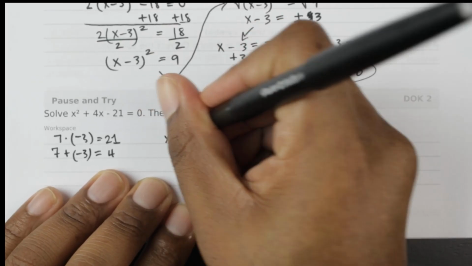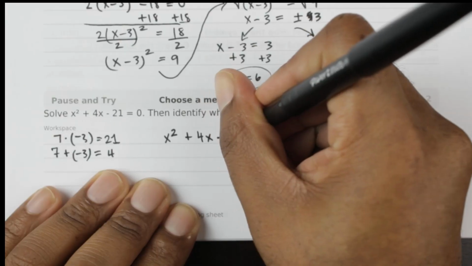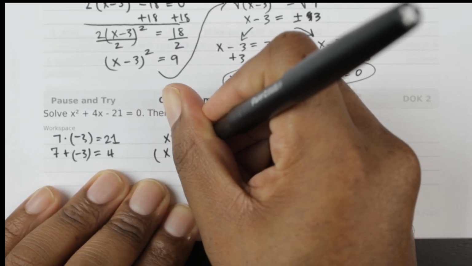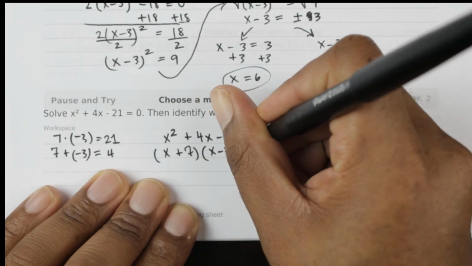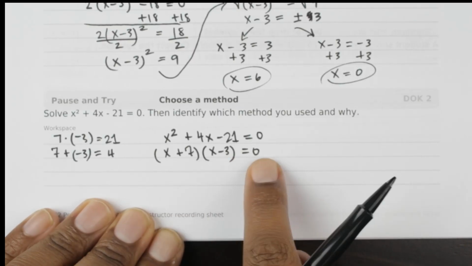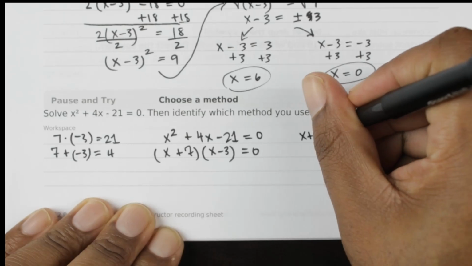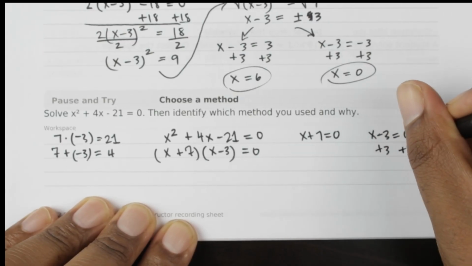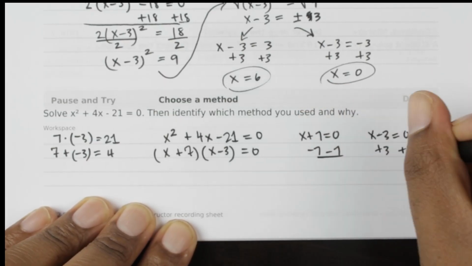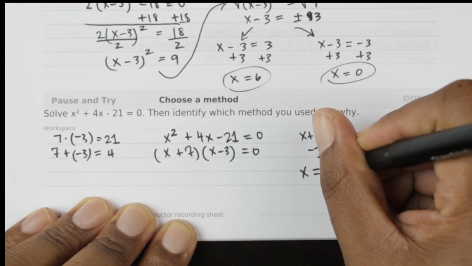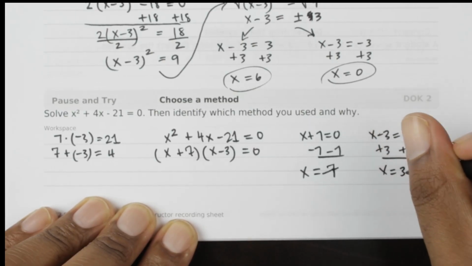So we have x squared plus 4x minus 21 equals 0. We know that it's going to be x plus 7, x minus 3 equals 0. Now we need to solve using the zero product property, which is setting this equal to 0, setting that equal to 0. So x plus 7 equals 0, and x minus 3 equals 0. Add 3, subtract 7. Doing this, you end up with x equals negative 7, and x equals positive 3.